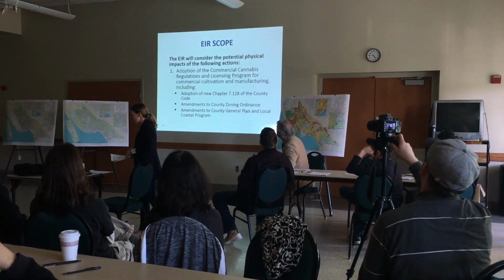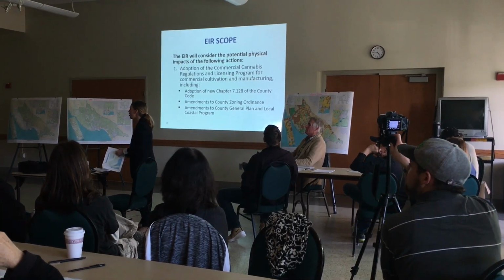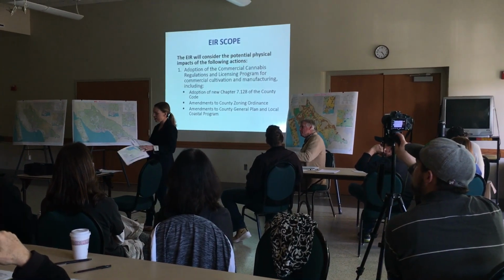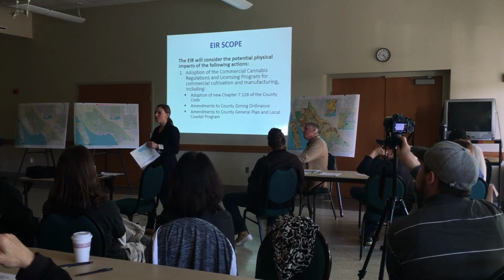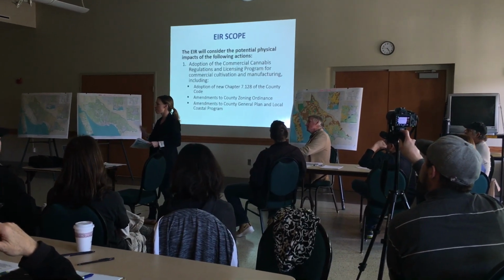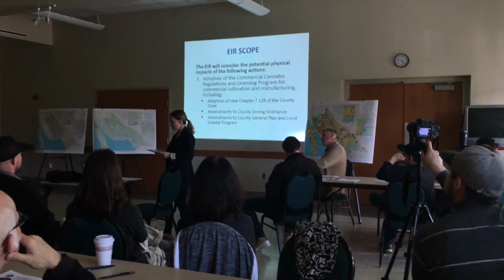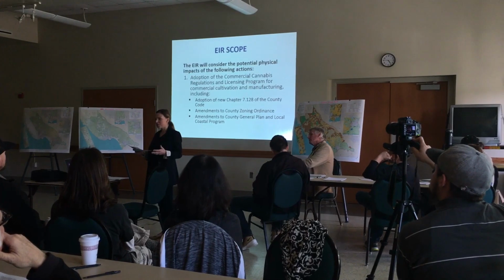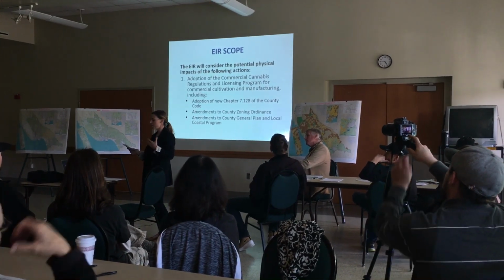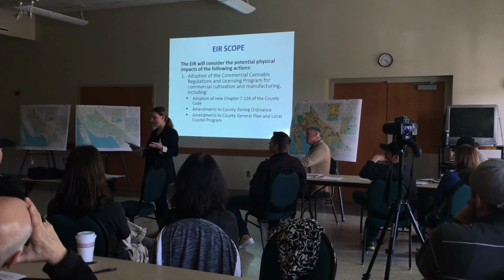This information matters because it helps determine the scope of the EIR, what resources we look at, and what issues we delve into to disclose and analyze how this project would have an effect on the environment for a wide range of issues. The EIR is going to consider not just these maps, but the action itself. The project proposes the adoption of the licensing program and the regulations.